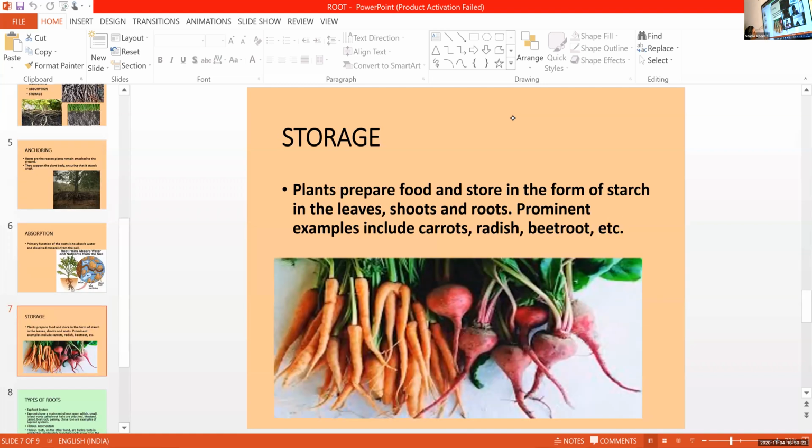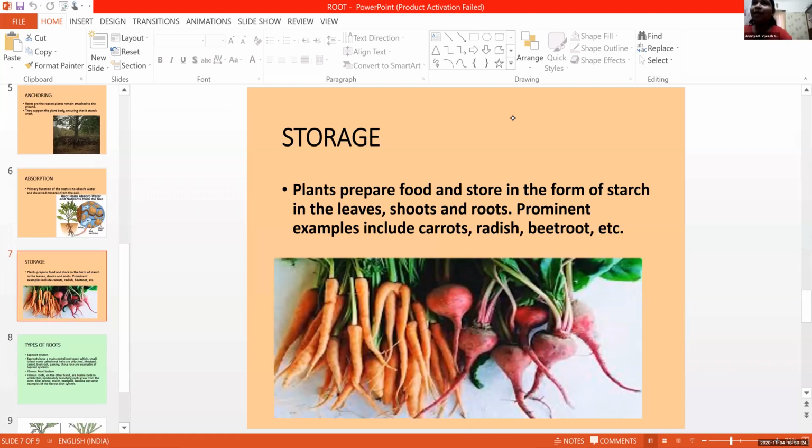Ma'am, I have one doubt. Ananya, yes. Ma'am, some plants grow under the soil, right? Like carrot and all. So, ma'am, where is its root? That itself is a root. That is what we are talking about. The third function of the root is storage. So the food is stored in the root itself.